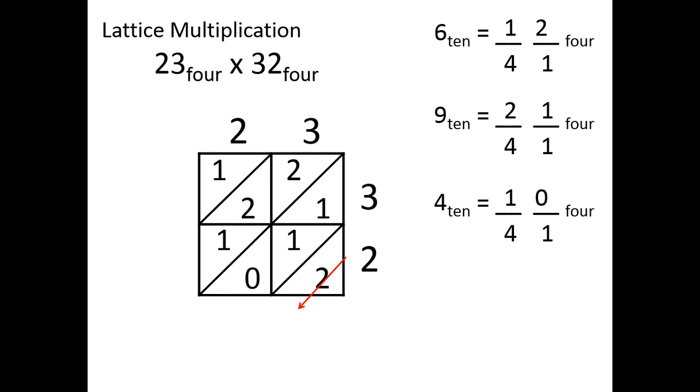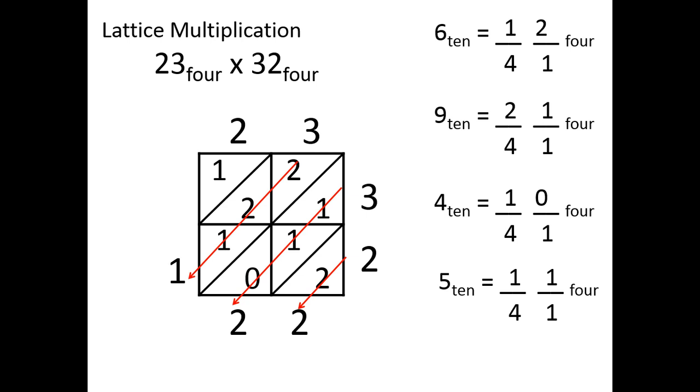So if we add along the diagonals, we have 2 in the ones place, 1 plus 1 plus 0, which is 2 in the fours place. 2 plus 2 plus 1 is, well, that's 5. 5 base 10 is 1, 1 base 4. So there's the 1 we can't group, and the other one in the fours place that we did. And then 1 plus 1 is 2. So we get exactly the same product with the lattice multiplication as we did with a traditional algorithm.